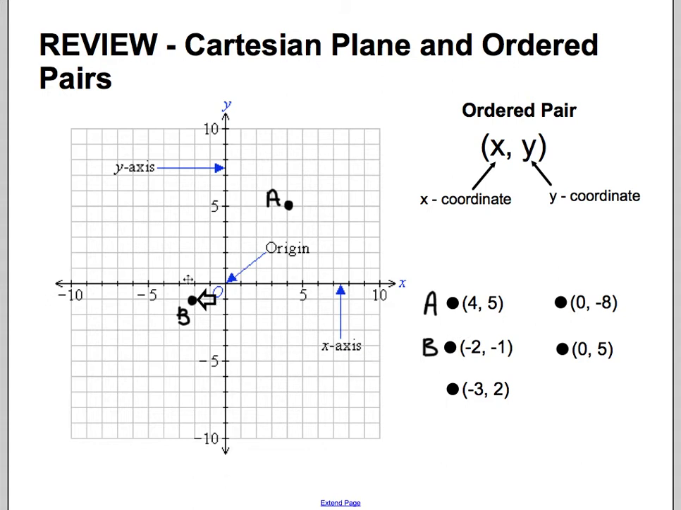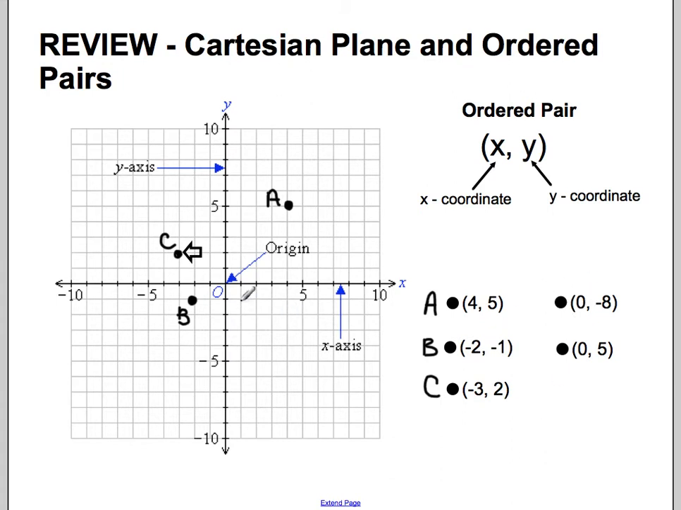Now we have -3, 2. This tells me I go 3 to the left and 2 up. I'm going to call that point C, and now I want you to try the last 2. Just pause the video and try the last 2.